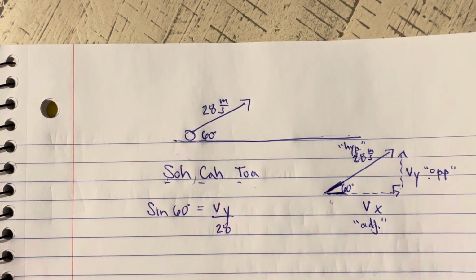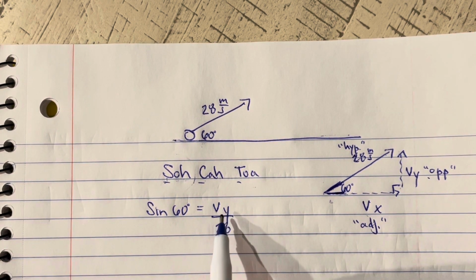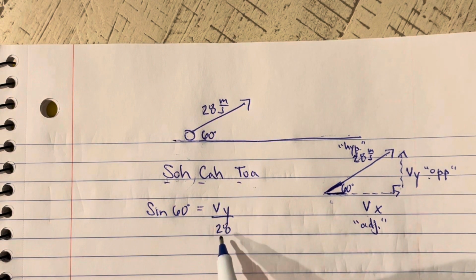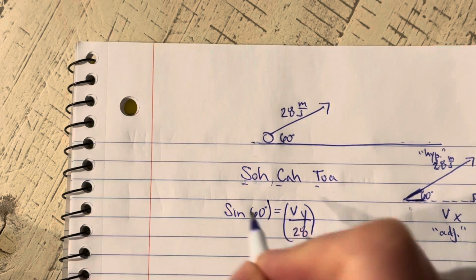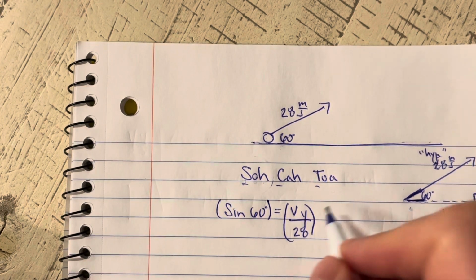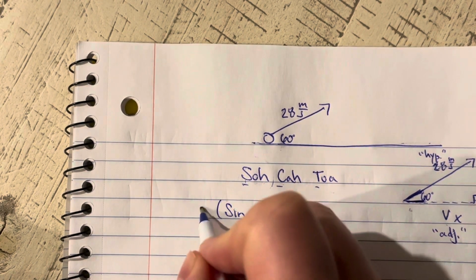So this is just an algebra problem now. Our unknown is right here, V sub y. We want to isolate this variable, get it all by itself. Well, if it's being divided by 28, we have to undo that. So the inverse or opposite of dividing by 28, multiply by 28. So golden rule, whatever you do to one side of the equation, you have to do to the other. So multiply both sides by 28.